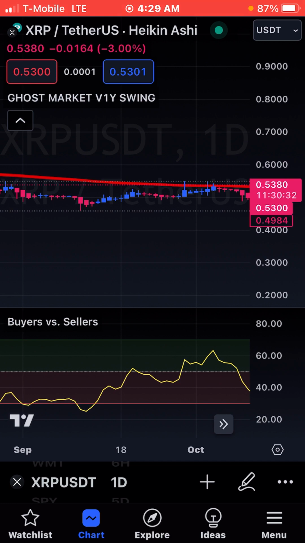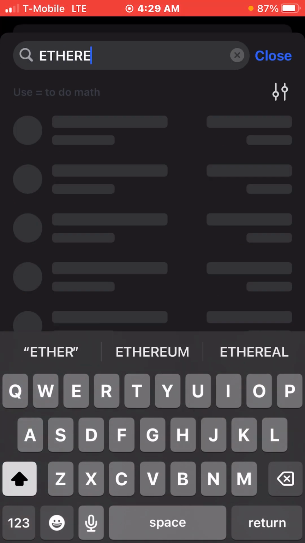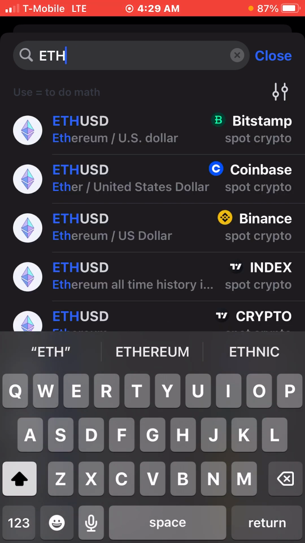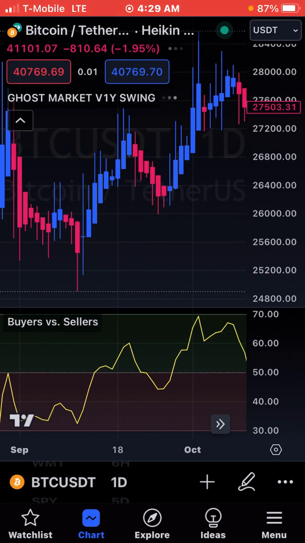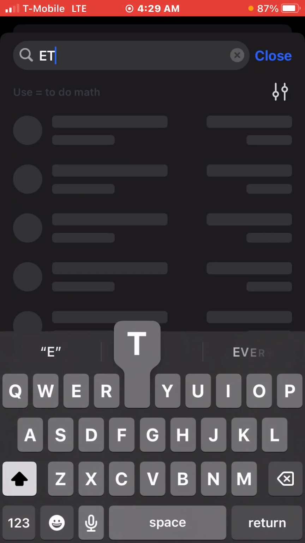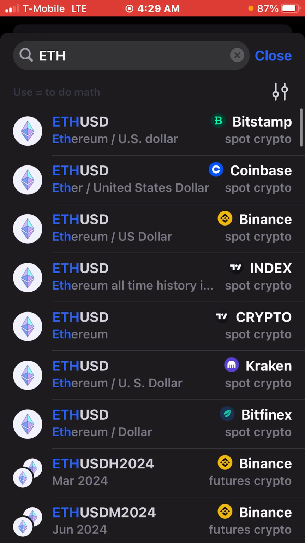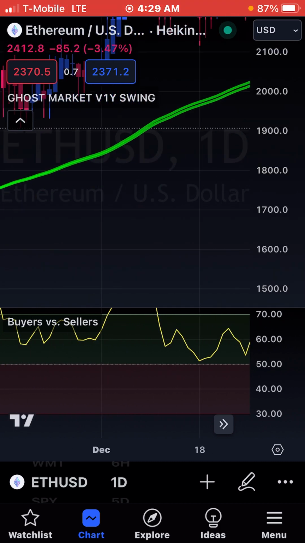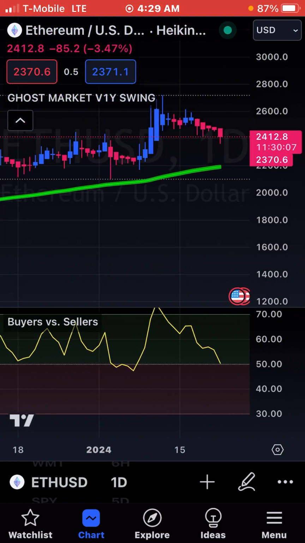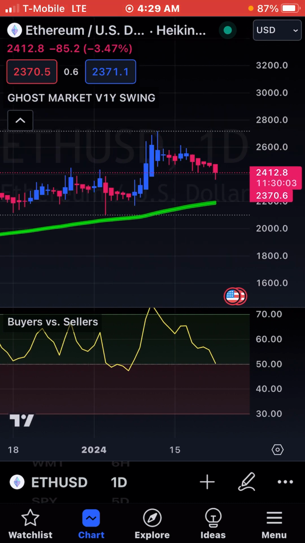But let's real quickly, before I go, look at Ethereum. These are like the top coins. Not Bitcoin, Ethereum. Okay, well, let's just look at this. So same thing. The Ghost Market Pro is meant to show you the overall trend. Everything is pretty much moving with Bitcoin.